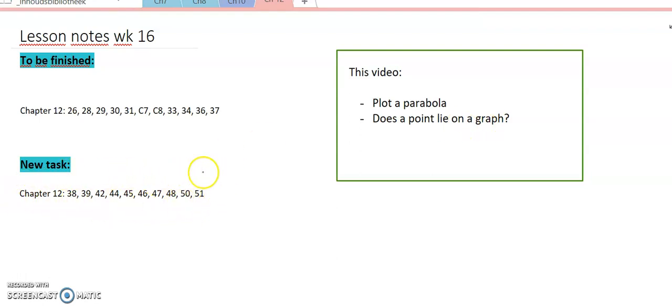This is the new task. It's a little bit shorter because we missed one lesson, and on Monday you're going to do the test about chapter 10 and chapter 12.